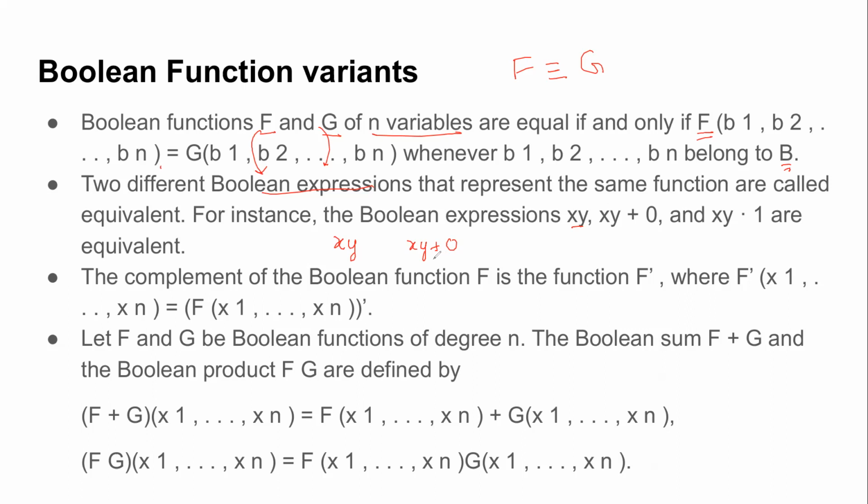You can map it to propositional calculus. We are saying doing an OR with false. So if I do OR with false, what will it return? xy back, right? So this is equivalent. Similarly, if I do xy Boolean product 1, it will also give me xy. So all three of them may look different, but if you give them any input combinations, their answer will be the same. Such kinds of expressions are known as equivalent Boolean expressions.